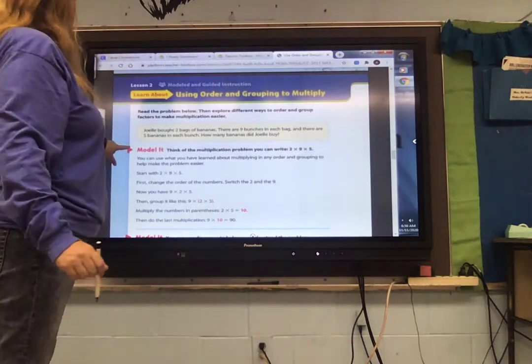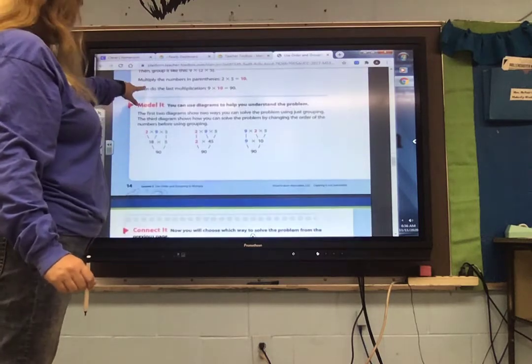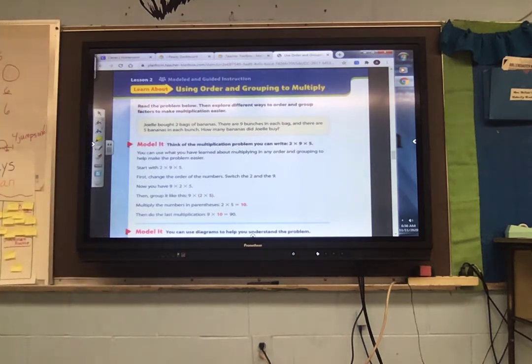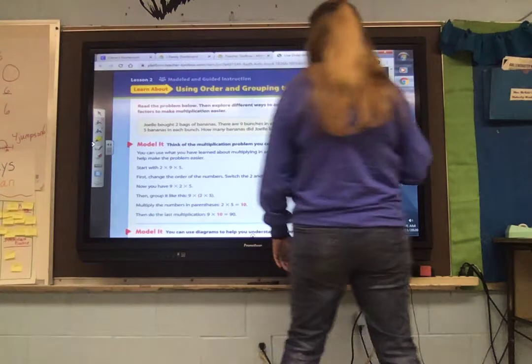All right, let's go to lesson 2. Or let's go to the next page. Sorry, this is page 14 and 15. It says use order. We're still using order in our groups. Commutative and associative property to help us work these problems.